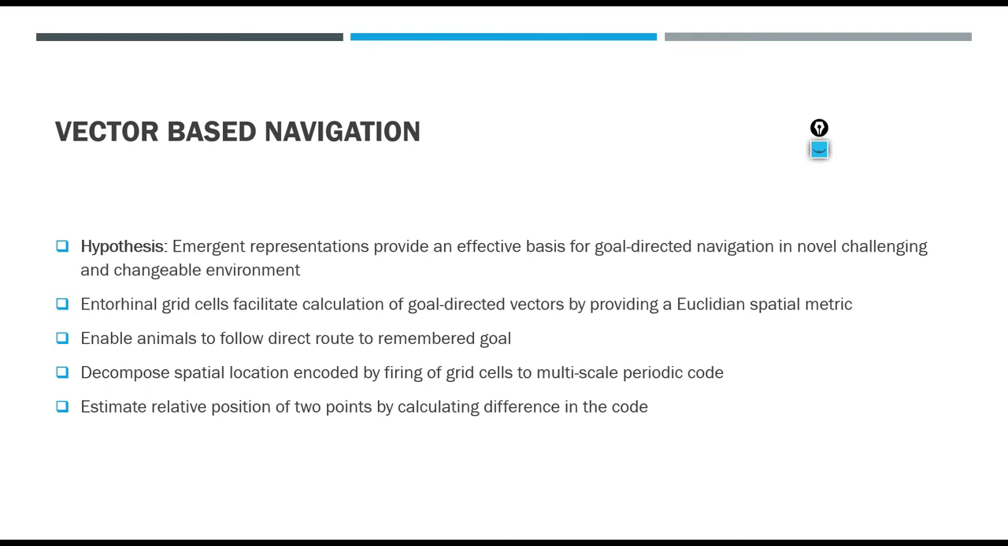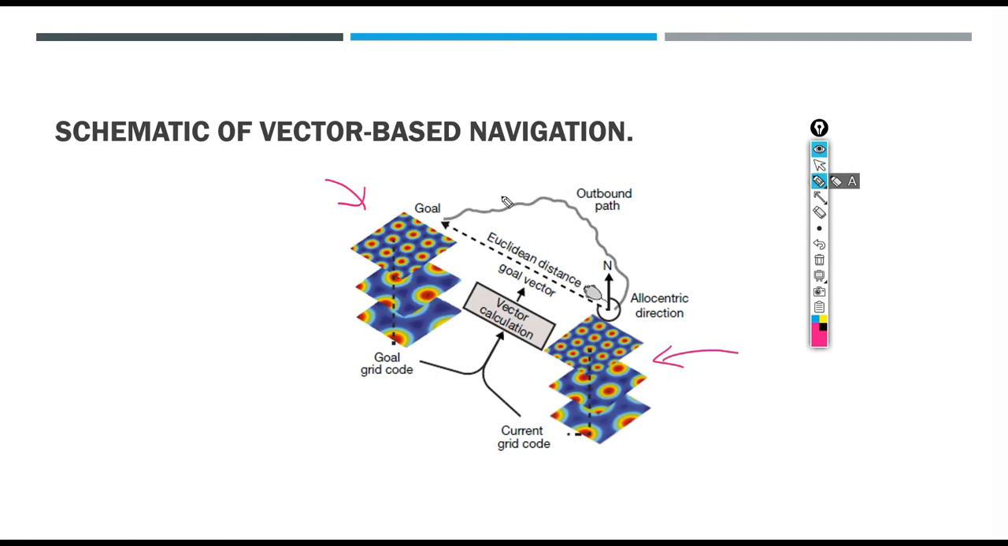Internal grid cells facilitate the calculation of goal-directed vectors by providing a Euclidean spatial matrix. The vector-based navigation enables the animals to follow a direct route to the remembered goal. It usually decomposes the spatial location encoded by the firing of the grid cells into multi-scale periodic code. So we can estimate the relative position of 2 points by calculating the difference in the code at the level of each scale. If you look at the figure below, here you can see that we have the goal grid code here, and we have the current grid code here. So we can estimate the relative position of those 2 points by calculating the difference in the code. You can see here the difference is shown using the dotted line.